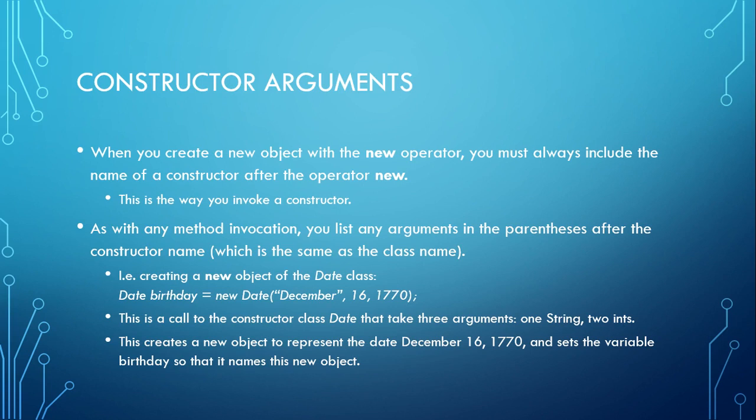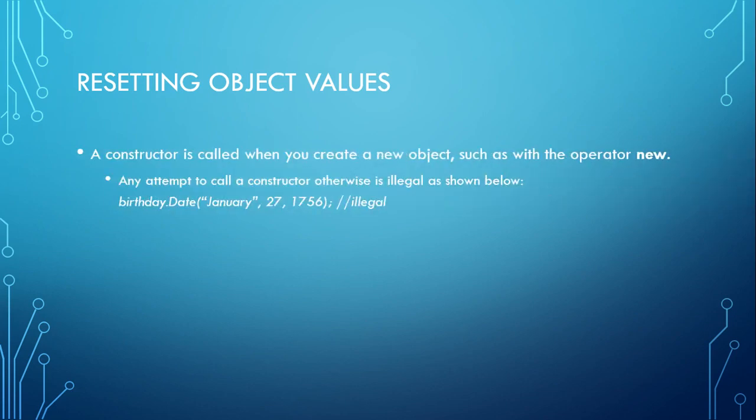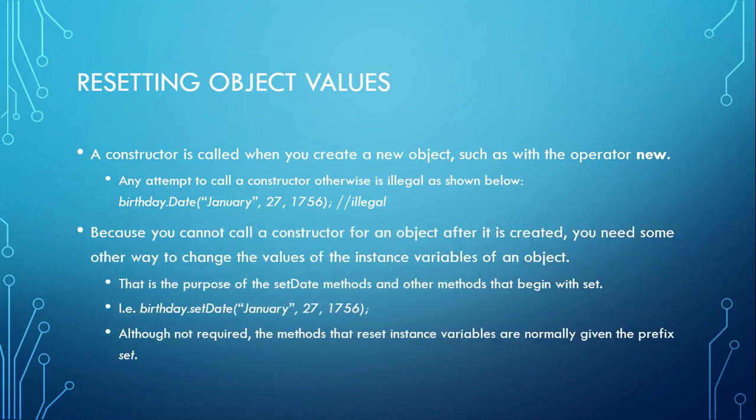This creates a new object to represent the date December 16th, 1770, and it'll set the variable birthday so that it names this new object. Let's talk about resetting those object values now. A constructor is called when you create a new object, such as with the operator new. Any attempt to call a constructor otherwise is illegal, as shown below. birthday.date("January", 27, 1756), that's an illegal invocation.